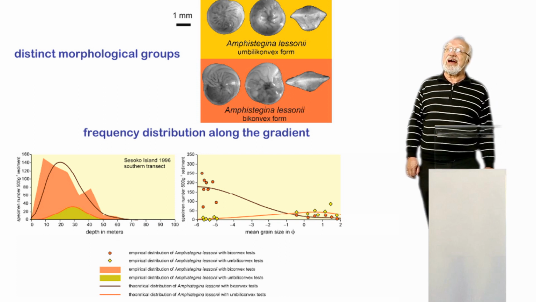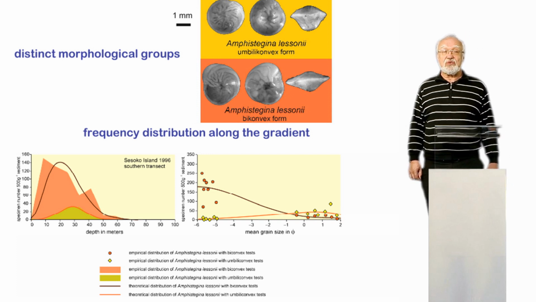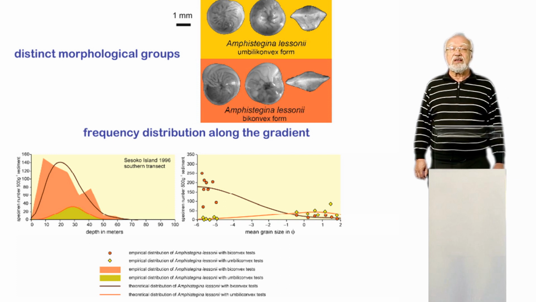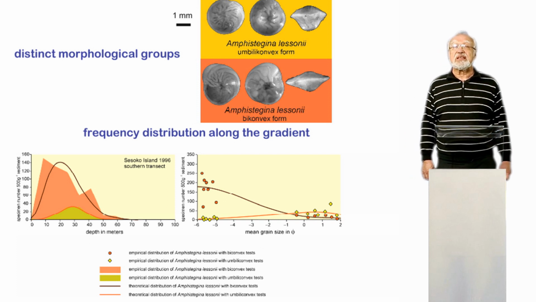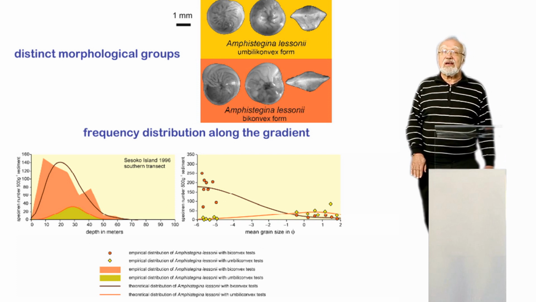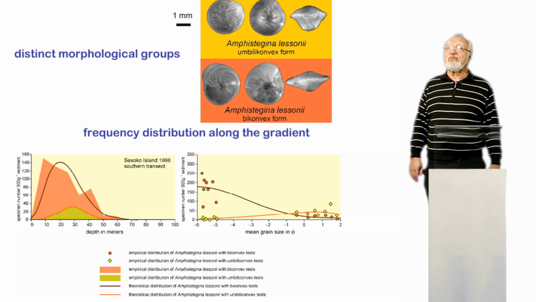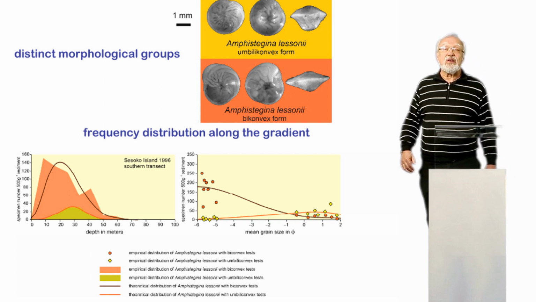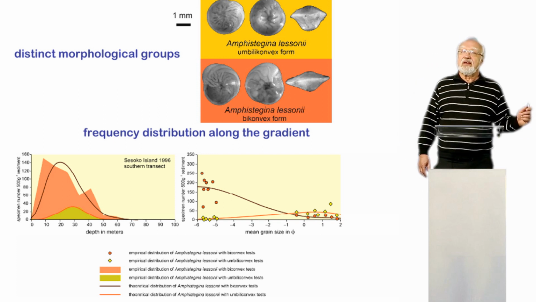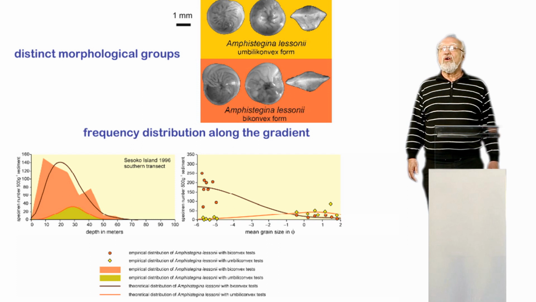No, you have to look at another quite different gradient, as you can see here by the substrate, indicated by the mean rise in phi values. And then you can see that Amphistegina lessonii is found mainly on firm substrate, while the umbiliconvex form you will find on soft substrate, on sand. So it's only ecological differences. So these forms are clearly differentiated, but with a more or less strong overlap.